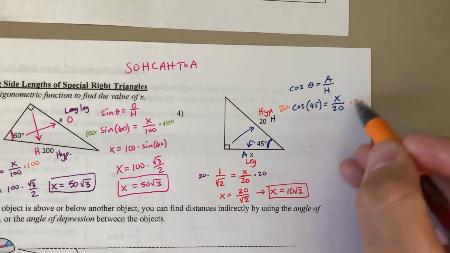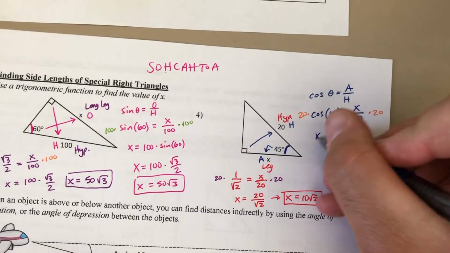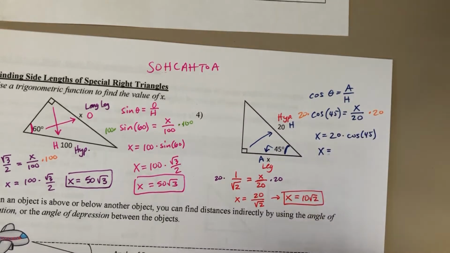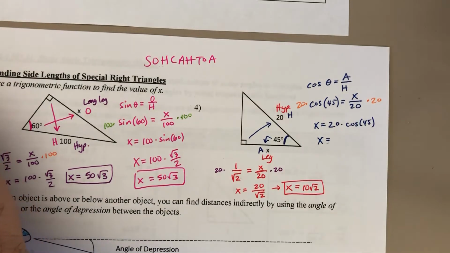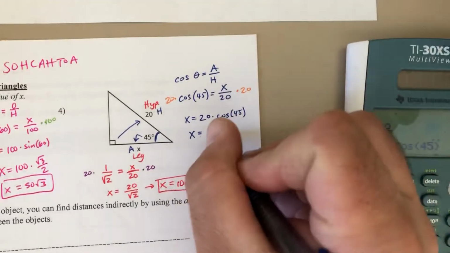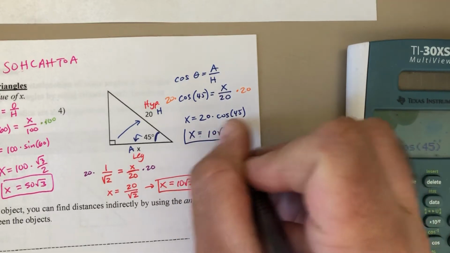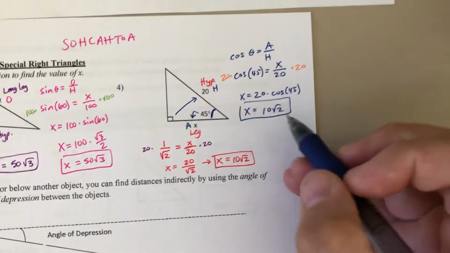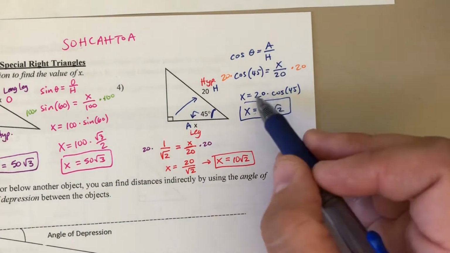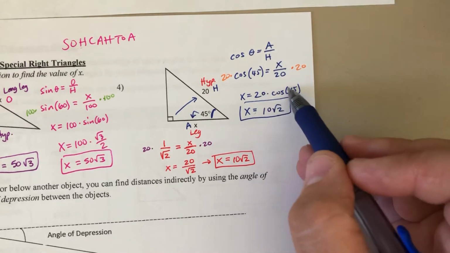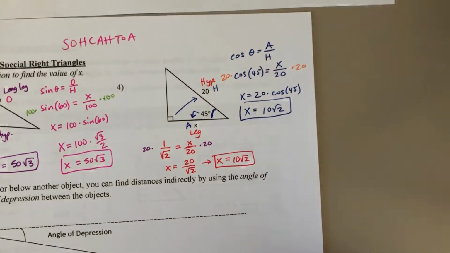We're trying to get x alone, so 20's got to go. And then that'll get us x equals 20 times the cosine of 45, which is, let's see if this one can do it. 20 times cosine 45. Yeah, 10 root 2. Again, if it gave me some decimal and I wanted the radical answer, I would have just done cosine 45 and then multiplied by 20. And that's radical 2 over 2, by the way. And so then multiplying radical 2 over 2 by 20 gets you 10 radical 2.